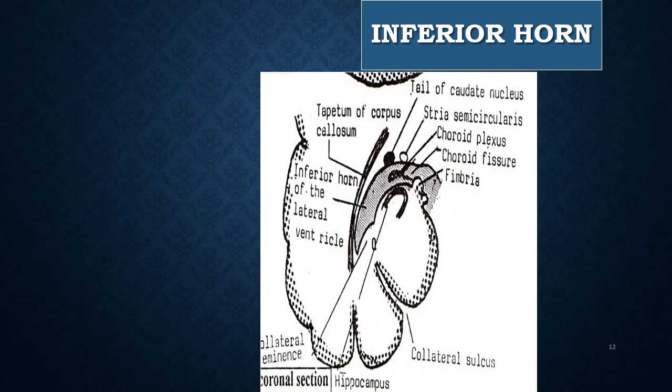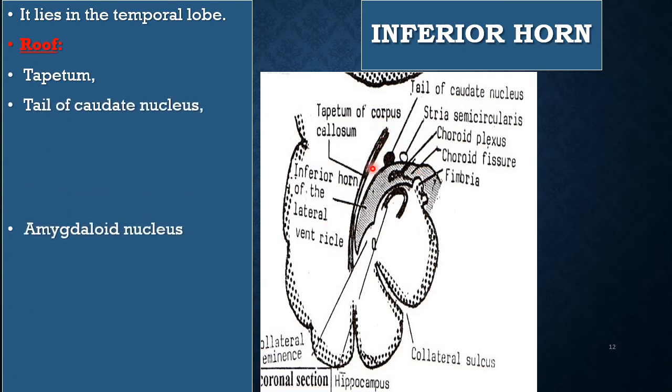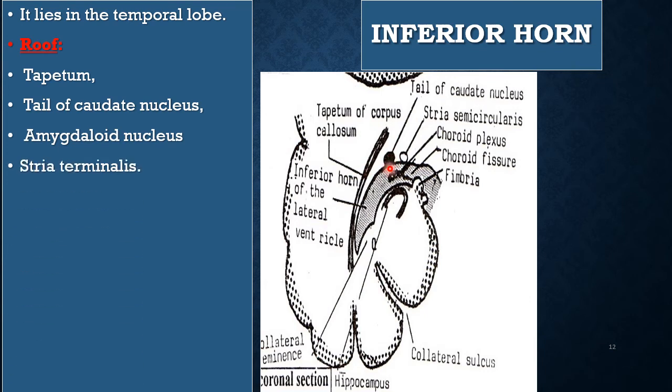And coming to the inferior horn of the lateral ventricle. The inferior horn of the lateral ventricle is extending into the temporal lobe. It is having a roof, which is formed by the tapetum of corpus callosum, and the tail of the caudate nucleus. This is the tail of the caudate nucleus. So the tail is connected with the amygdaloid body or amygdaloid nucleus, and stria terminalis.